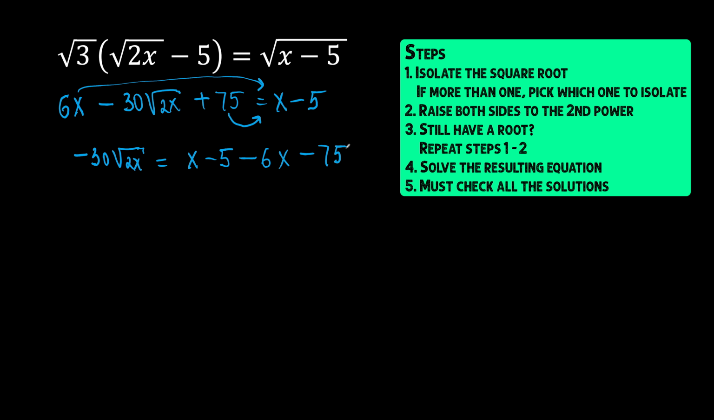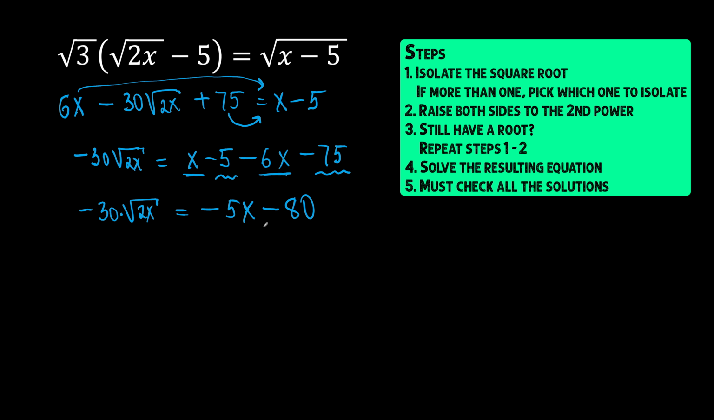Very good. Now, let's combine x and negative 6x, and negative 5 and negative 75. Negative 30 square root of 2x is equal to x minus 6x, which will be negative 5x. Negative 5 minus 75 will be negative 80. If you're ahead of me, you're doing a good job. Do things you're comfortable with so that you can strengthen your confidence in math.